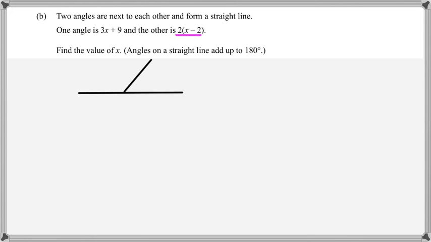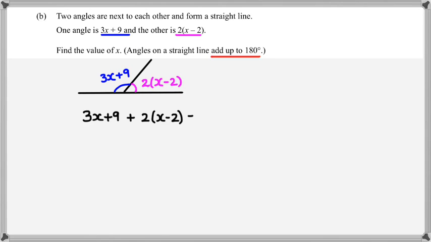There's my straight line. Pink is going to be my one angle, which is 2 bracket x minus 2. And then I've got a blue, which is on the other side, which is 3x plus 9. And I know with angles in a straight line, they add up to 180. So therefore, 3x plus 9 plus 2 bracket x minus 2 equals 180. From here, folks, just expand, rearrange, simplify. So you've got 3x plus 9 plus, expanding this out, 2x minus 4 equals 180.